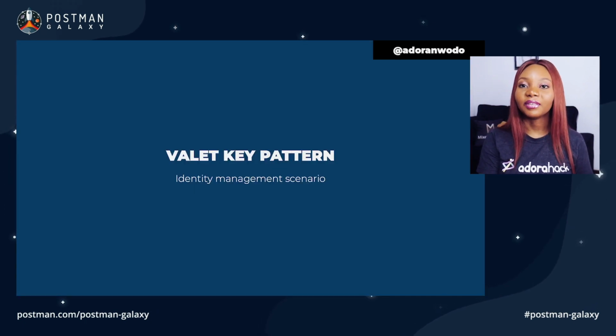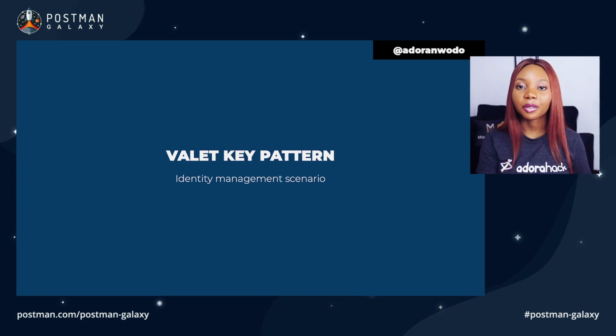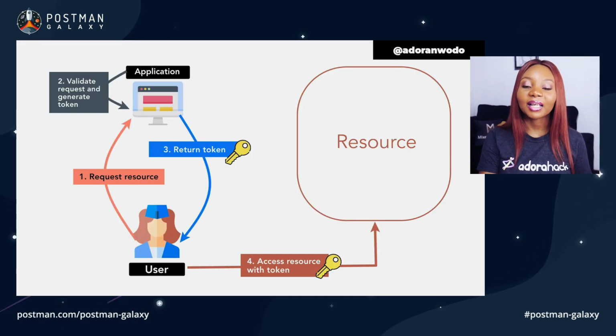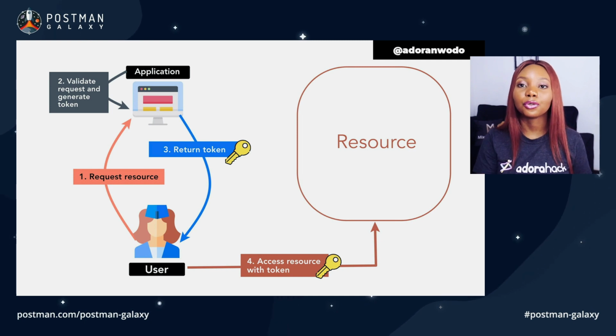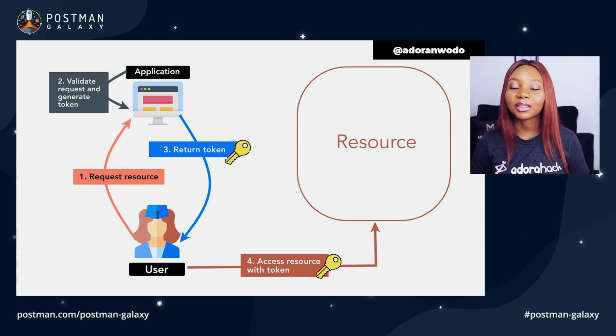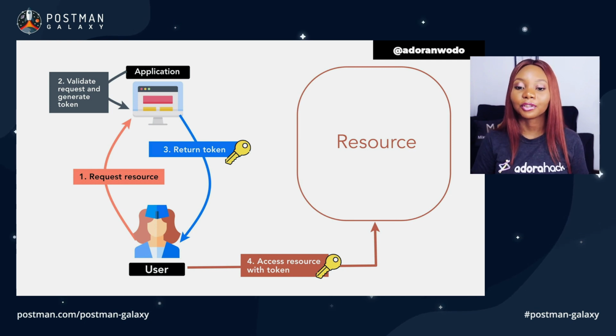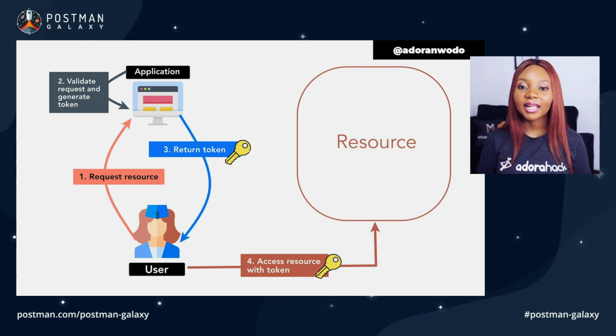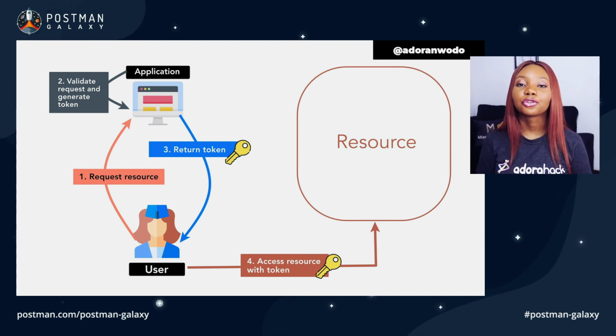The next thing is the Valet Key pattern, which is an identity management scenario. This pattern helps you securely control access to data by using a token that expires after a period of time. And this key or token can be used for authentication or authorization. I'm going to use an example. If you are writing code that requires you to gain access to, let's say, Azure Storage, you might want to use this Valet Key pattern because you don't want the user to have endless access to Azure Storage.